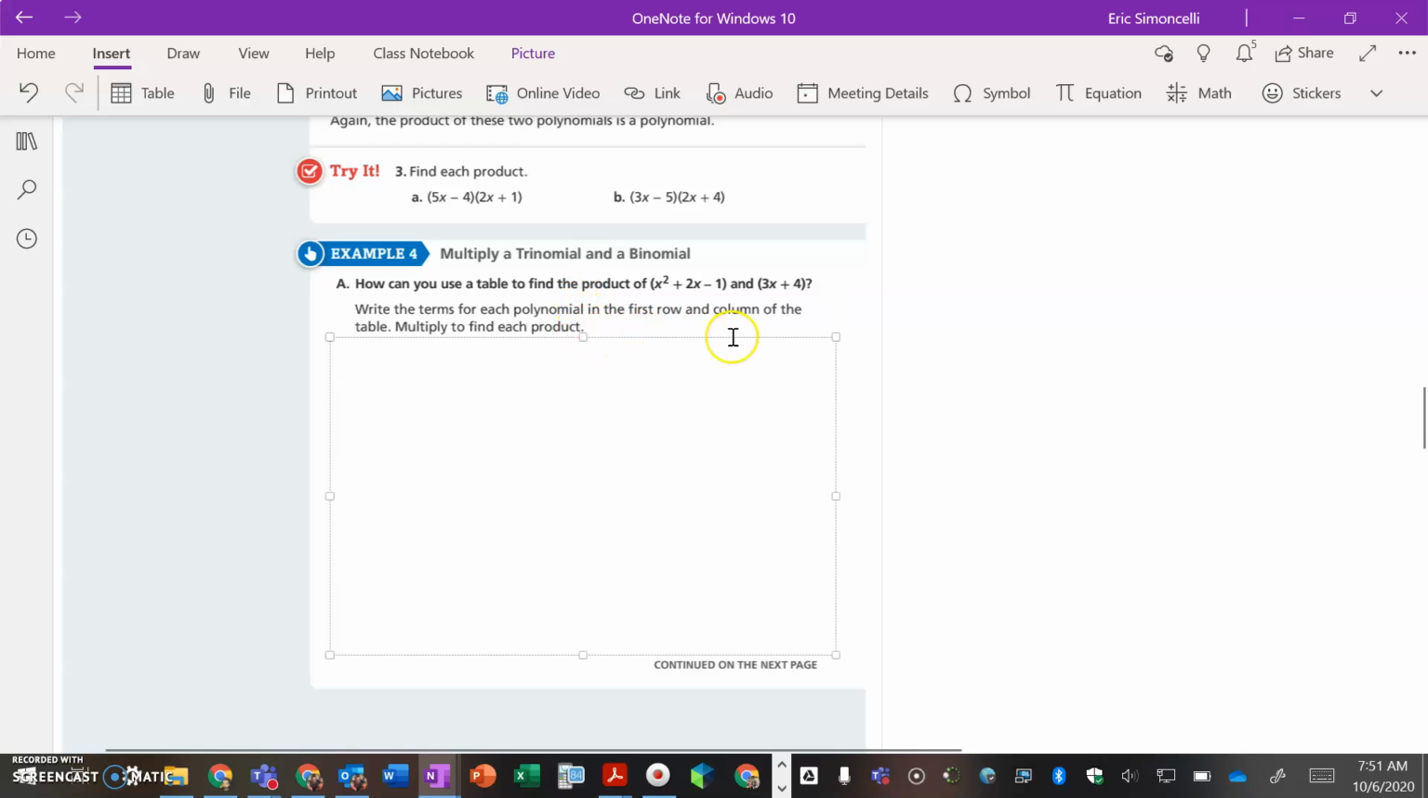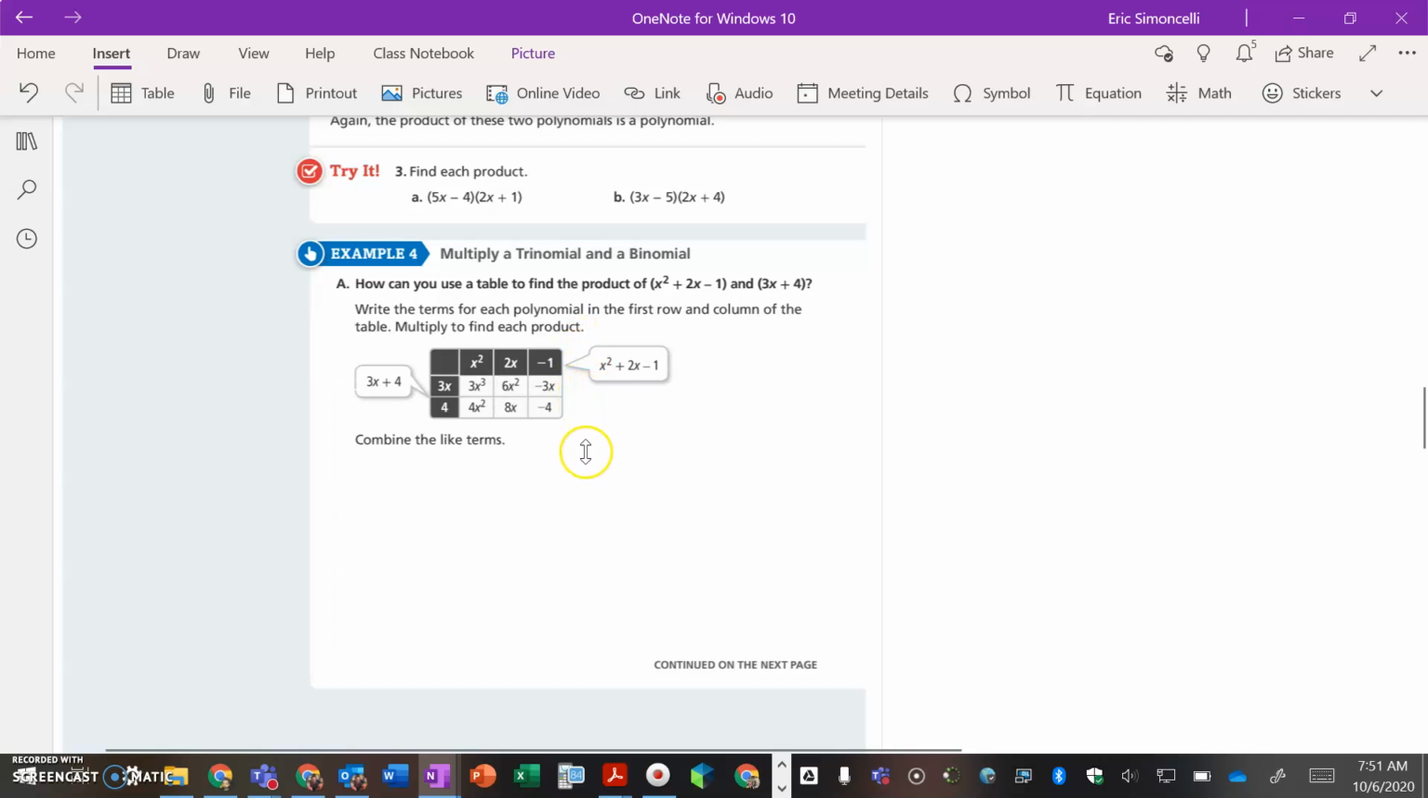Write the terms for each polynomial in the first row and column of the table. Multiply to find each product. Okay, so this is very much like what we've done already. We can see on the top here we have x squared, 2x, but also negative 1. And on the other side of the table we have 3x and 4.